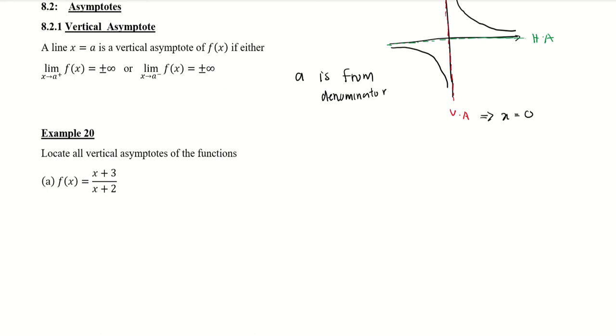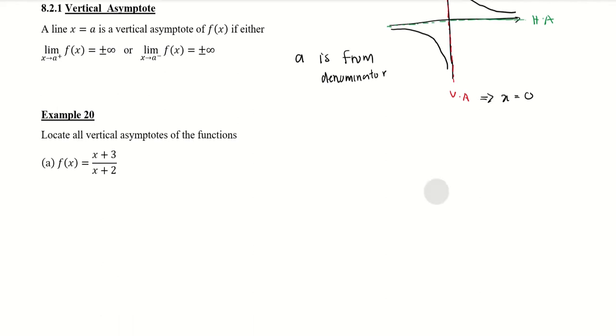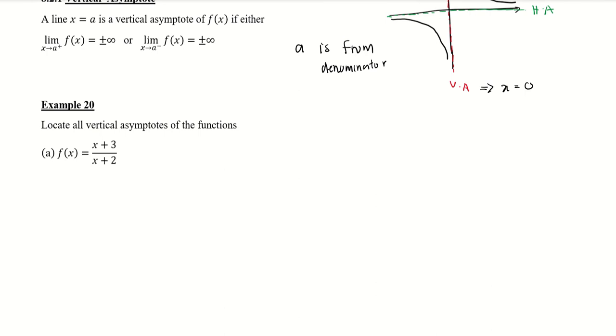Let's take a look at example 20. We want to find the vertical asymptote for this function, which is (x plus 3) over (x plus 2). So we're going to find the limit as x approaches a from the left of (x plus 3) over (x plus 2), and also the limit as x approaches a from the right of (x plus 3) over (x plus 2).